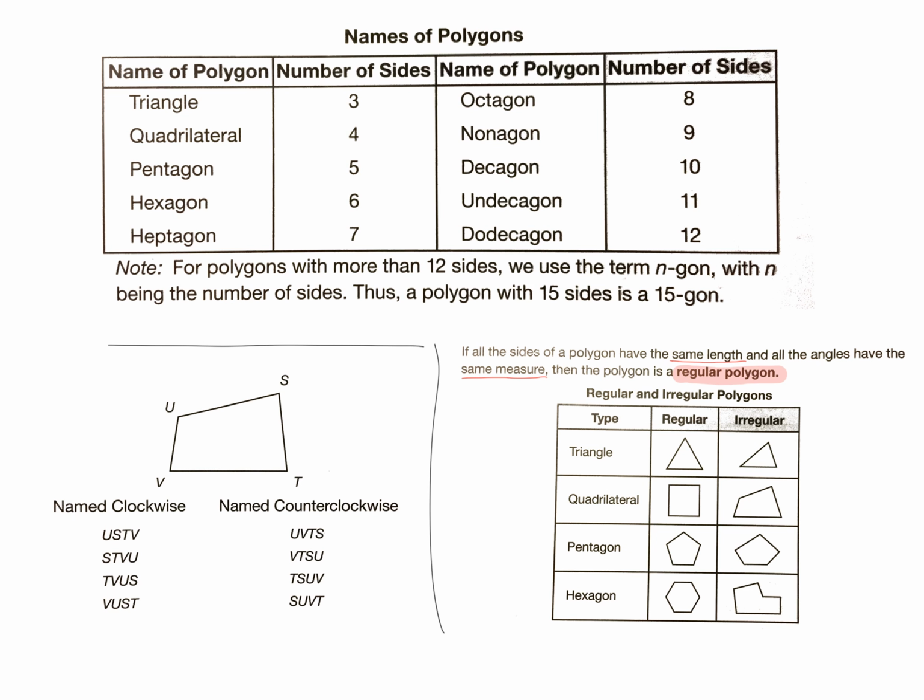And then if it has more than 12 sides, then we call it an n-gon. So like if it had 15 sides, we'd say a 15-gon.